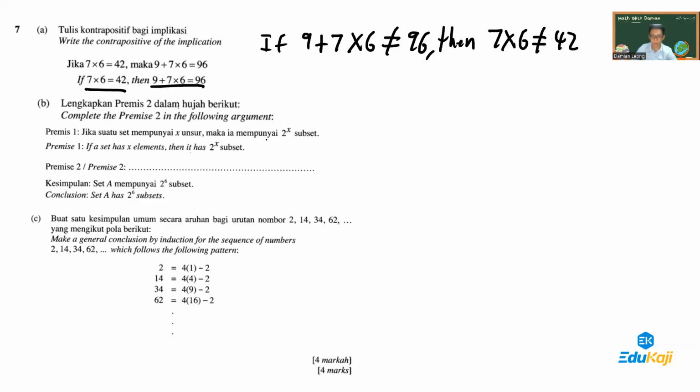Yeah, that's the contrapositive. Then B here, I want to fill in the premise 2. So if a set has x elements, then it has 2 to the power x subsets. Conclusion is set A has 2 to the power 6 subsets, means the x becomes 6. So here the x becomes 6, means this will be the premise 2.